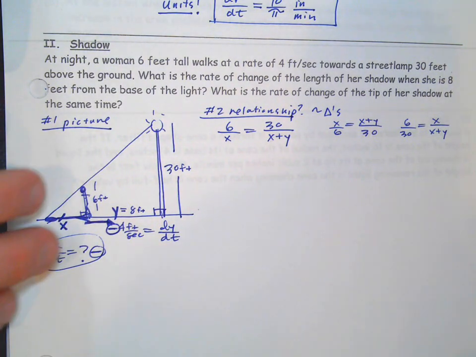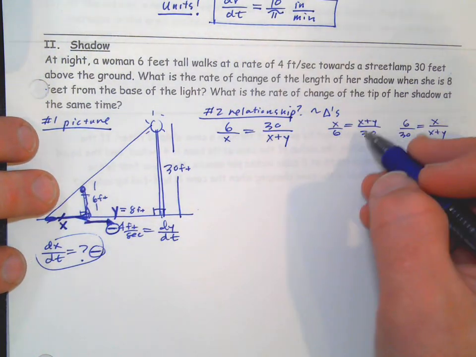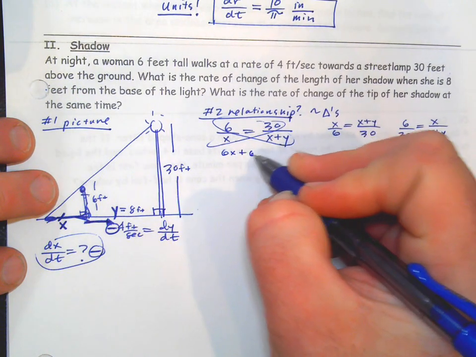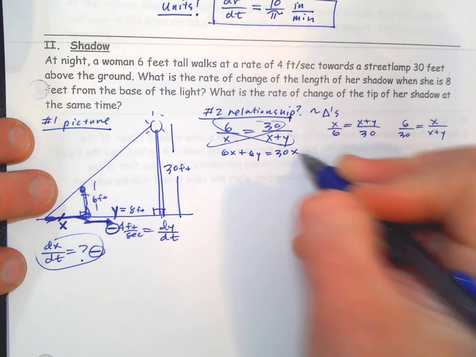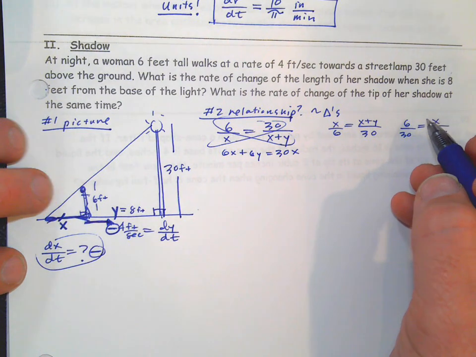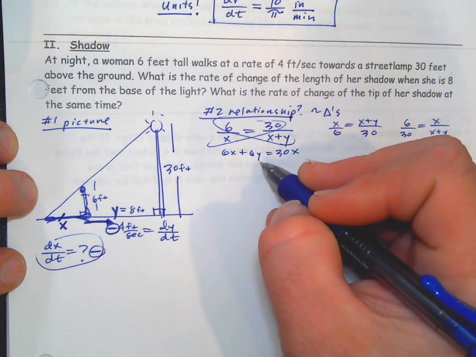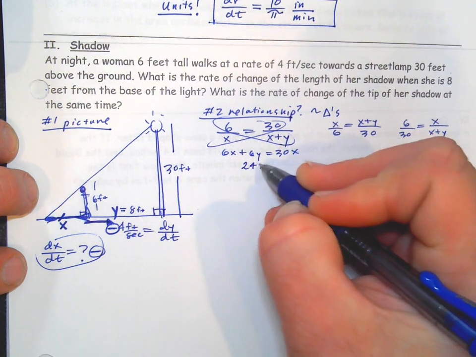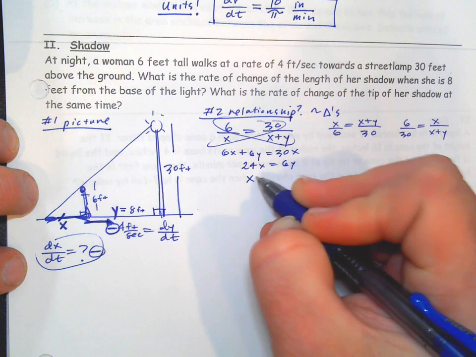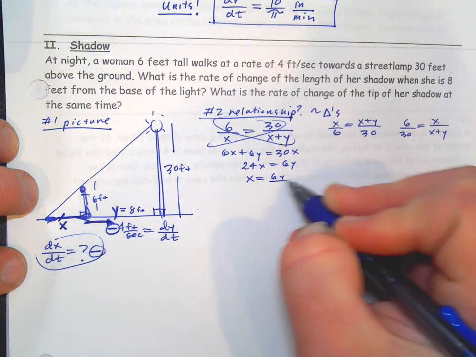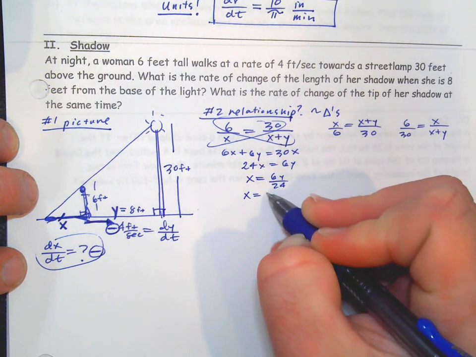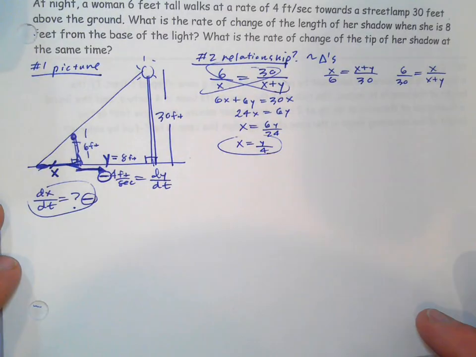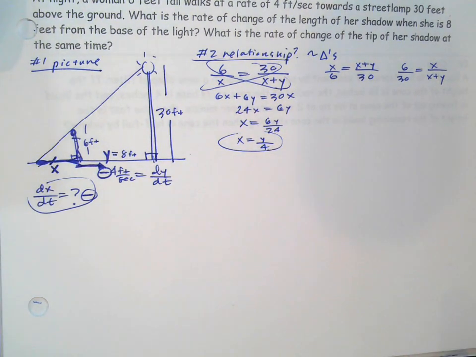Now, I personally don't want to do quotient rule. I don't want to deal with these fractions, so I'm going to cross multiply: 6x plus 6y equals 30x. And I do want dx/dt, so we could even get x by itself. We get all the x's together. 24x equals 6y. x equals 6y over 24. x equals y over 4. Sometimes that's not reasonable or beneficial. This time it was so easy.